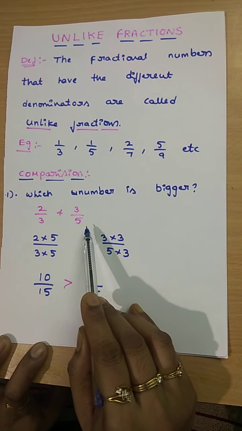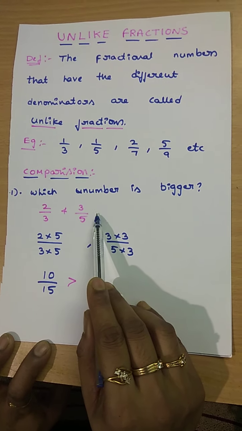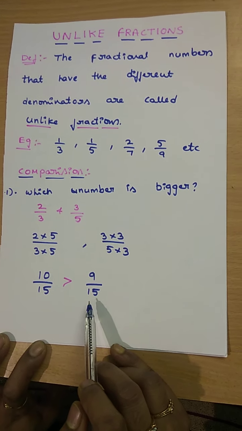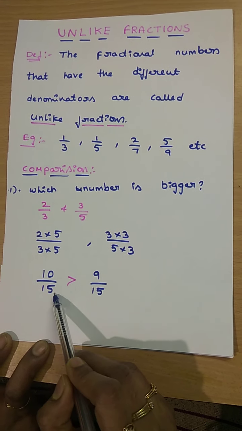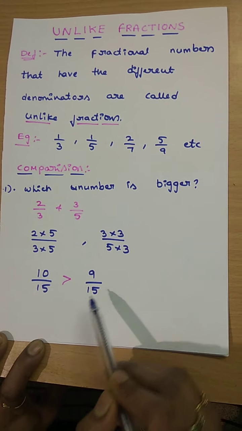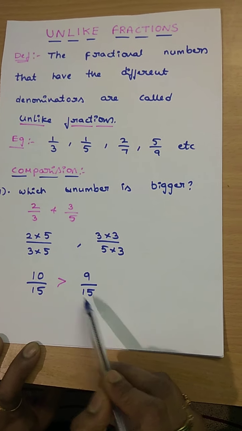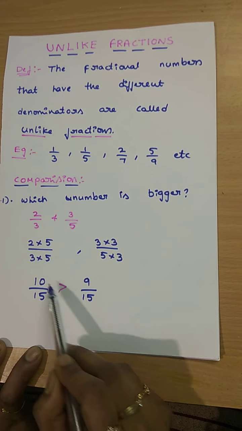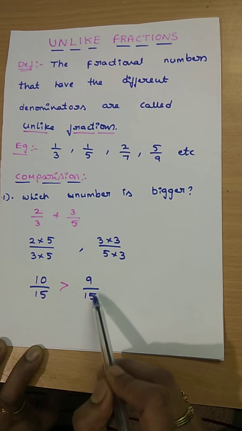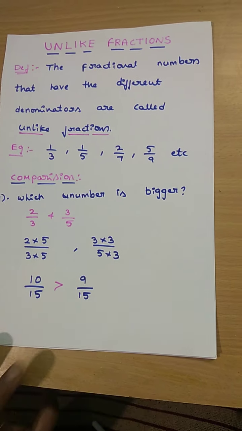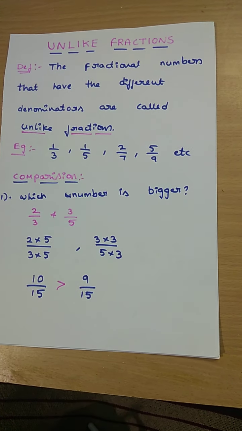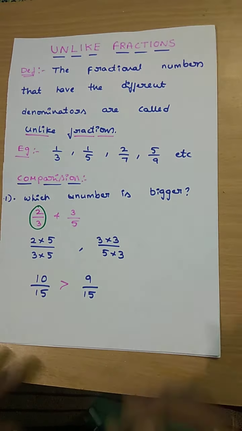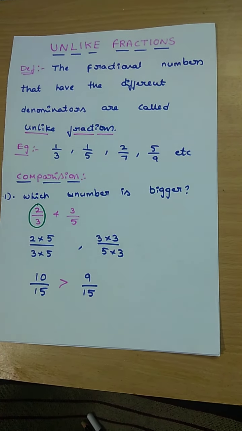2 by 3 and 3 by 5 were unlike fractions, so I am changing these unlike fractions into like fractions: 10 by 15 and 9 by 15. So both the denominators are same, so we can compare easily. 10 is bigger than 9, so 10 by 15 is greater than 9 by 15. This number is bigger than this. So here we can say 2 by 3 is bigger than 3 by 5. Okay.